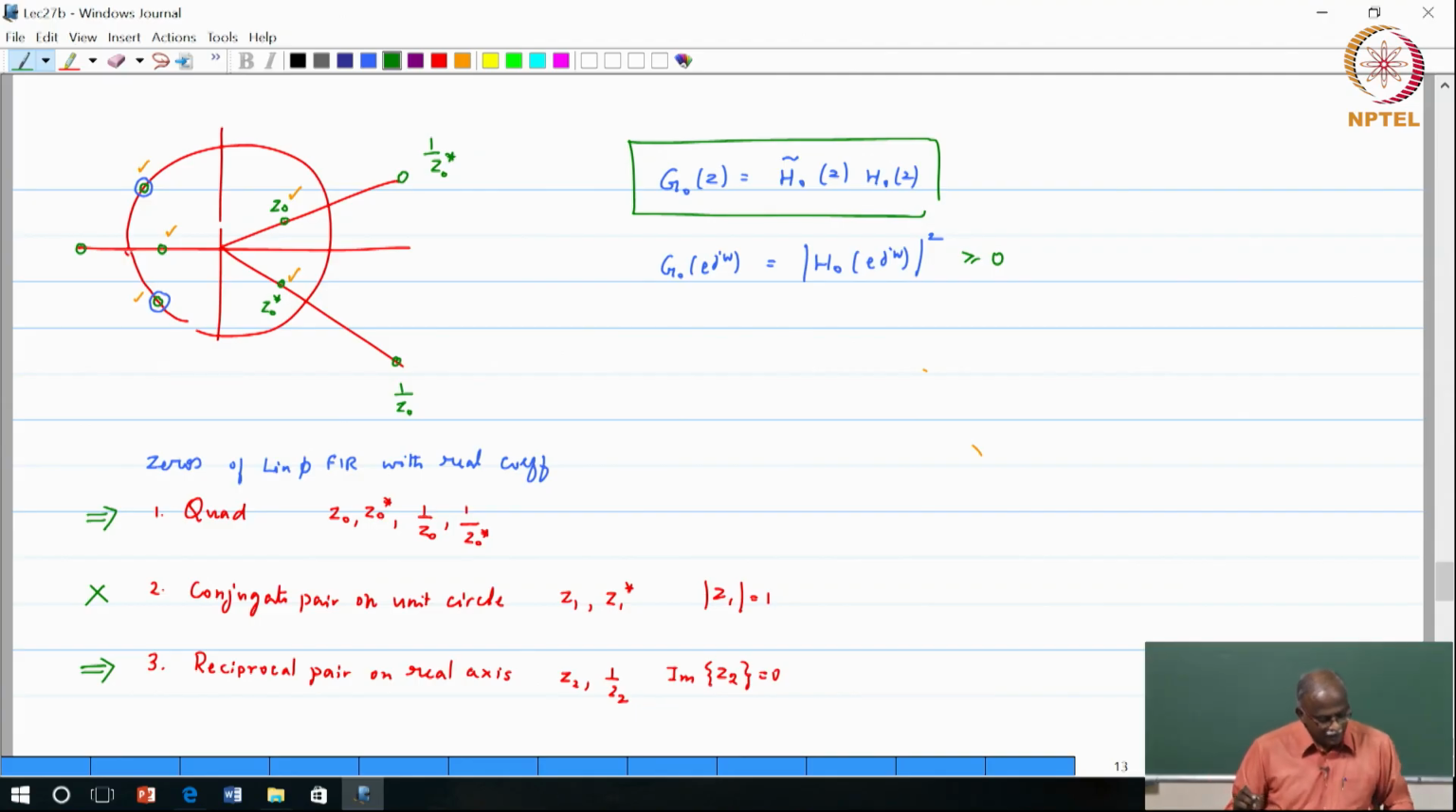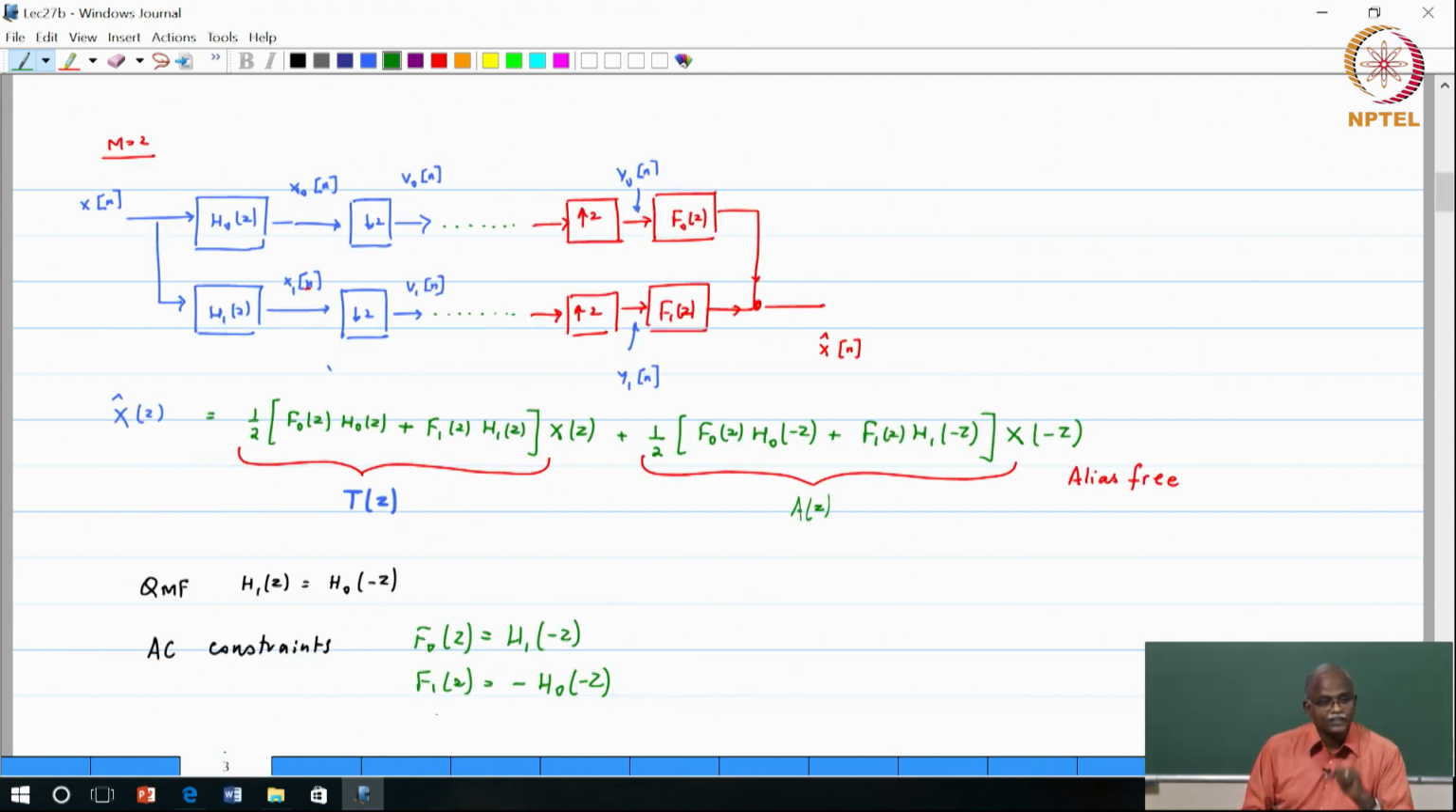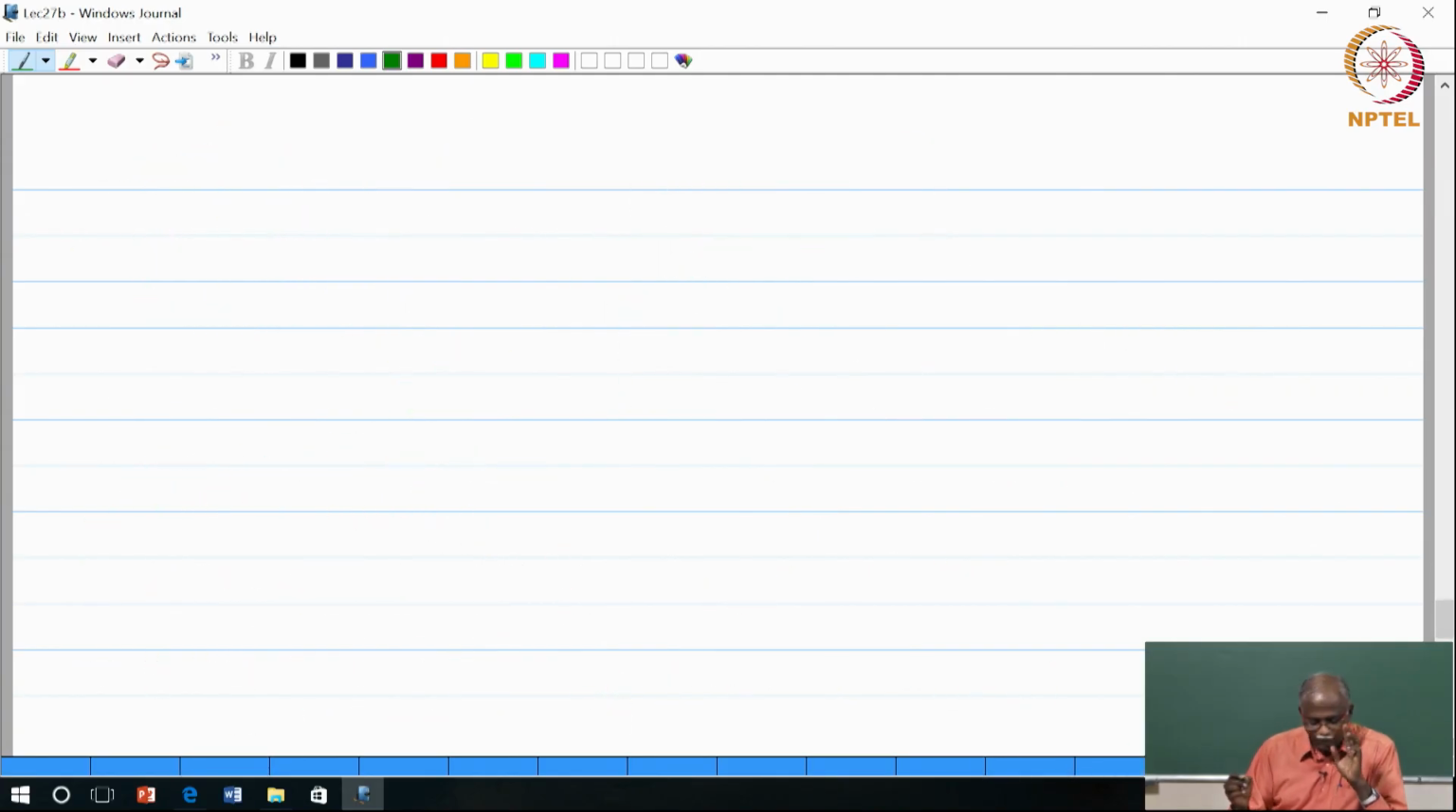Okay, if this is all right, then we are ready to go back to the 2 channel case. Please refresh yourself with the configuration. Now, we are going to apply it one last time. X hat of z is equal to t of z x of z plus a of z times x of minus z. Okay, that is the input output relationship. I am going to enforce the aliasing cancellation constraint.